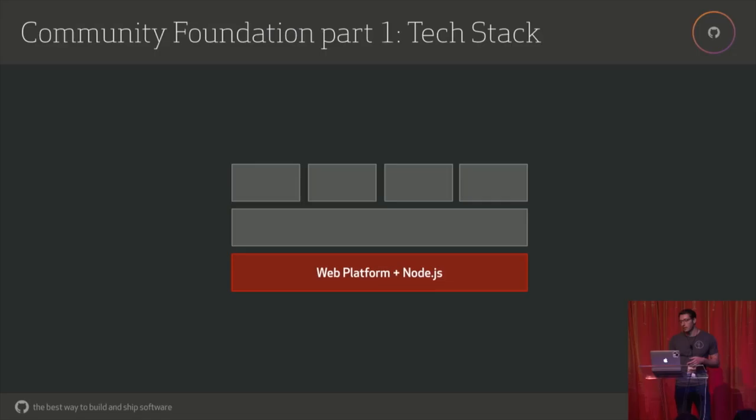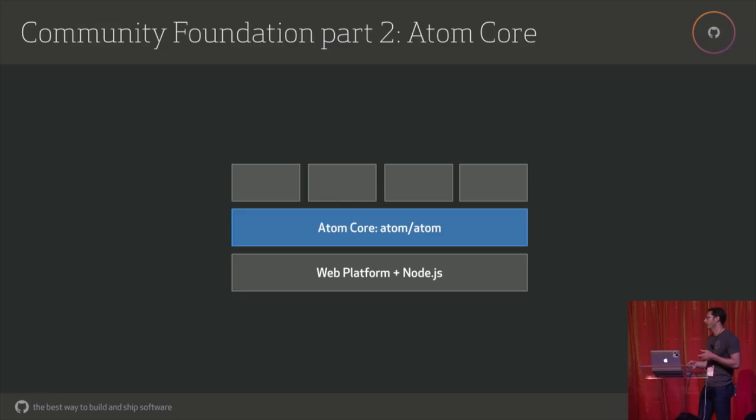So that's one part of the foundation. It's the tech stack. We get a lot of power and familiarity by using the technologies that everyone has agreed on. So the next part of the community foundation is the thing that we build on top of this tech stack. It's Atom Core. It's not the core like the default distribution, like the tabs and the tree view, but it's the API and the package system. Remember that consensus is difficult and it's expensive. So with Atom Core, we want to limit the surface area as much as we can so there's just less that we have to agree on. So we just focus on the primitives and the general case in Atom Core.